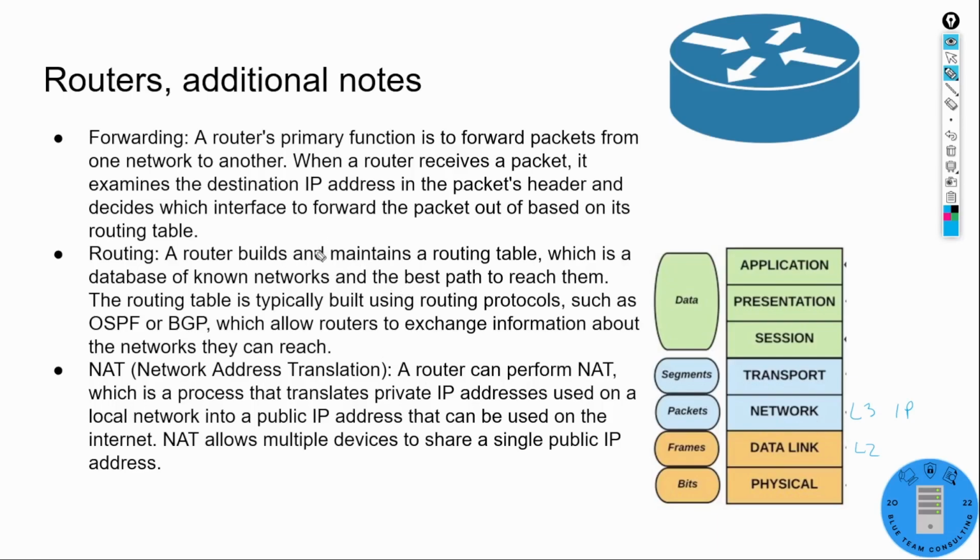Its primary function is to forward packets from one network to another. When the router receives a packet, it examines the destination IP address in the packet's header and decides which interface to forward the packet out based on its routing table. So a router keeps track of source and destination for packets coming in and packets leaving, as your ones and zeros are packaged up. Each packet has a header which contains some information that the router can interpret to know where to send this data off to.